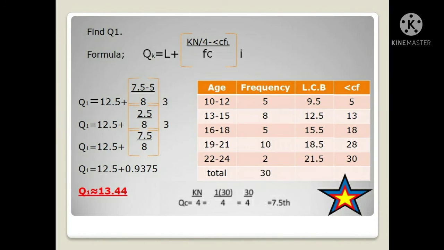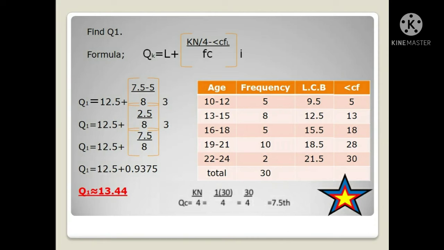Next, add a column for less than CF. In finding the CF, we must copy the smallest frequency and next add the second frequency and so on. So copy the 5, then 5 plus 8 is equal to 13, 13 plus 5 is equal to 18, 18 plus 10 is equal to 28, 28 plus 2 is equal to 30.